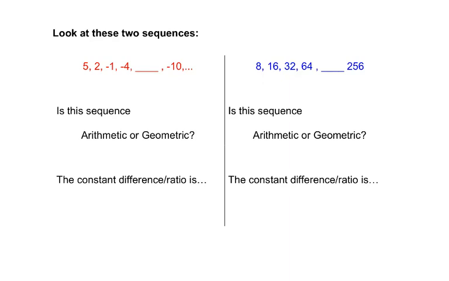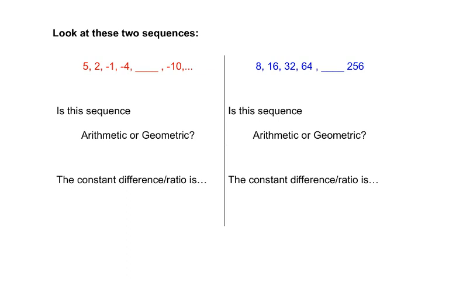This year, we learned about two different kinds of sequences. There are arithmetic sequences or geometric sequences. So what we're going to do is take a look at these two different sequences and see if we can remember which is which. Now, an arithmetic sequence is a sequence where you're adding or subtracting the same number every time.